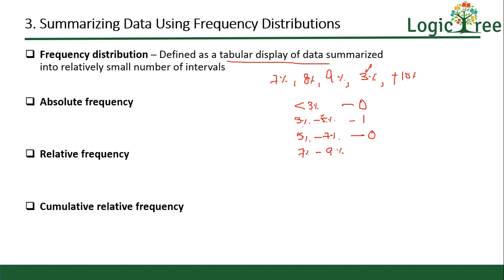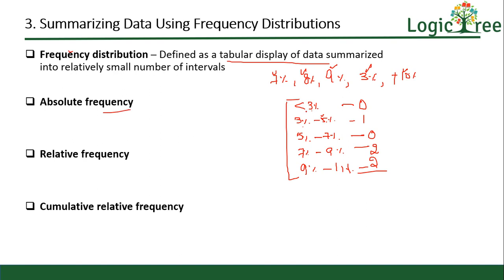Next is 7 to 9%. In 7 to 9 I have 7% and 8%, so I have 2 stocks. Between 9 to 11% I have 9% and 10%, that is 2 stocks again. So representing my data or summarizing my data in terms of intervals is known as frequency distribution.